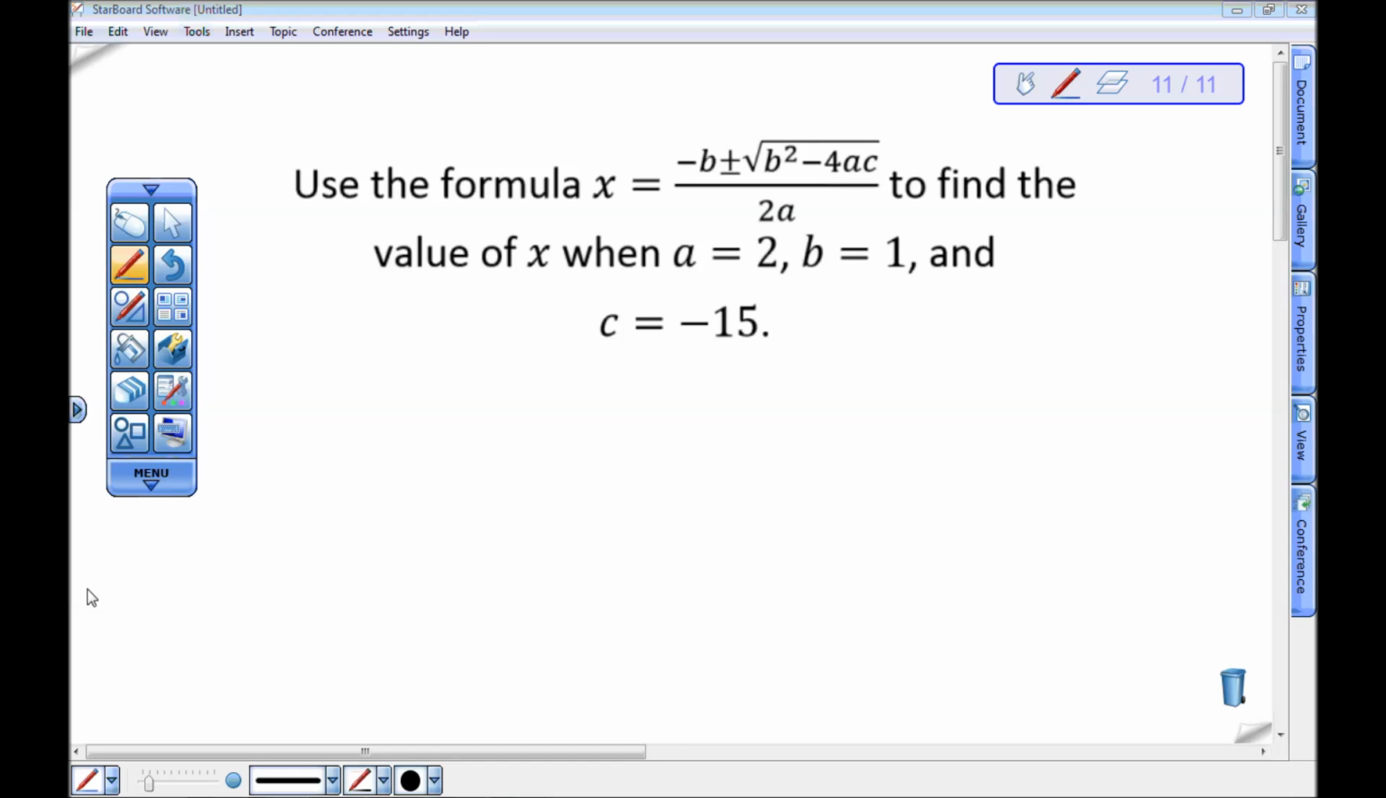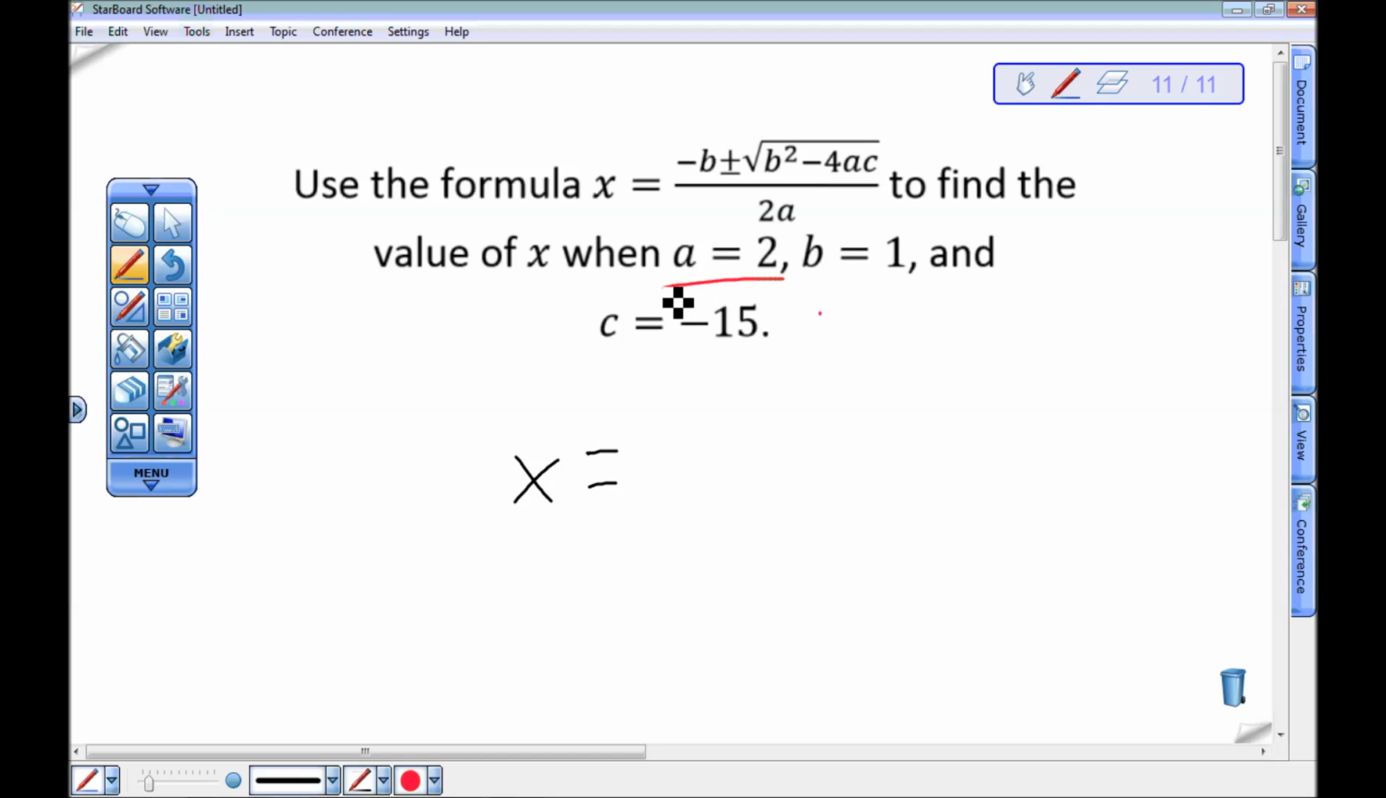Here's another formula problem. Use the formula x equals negative b plus or minus the square root of b squared minus 4ac all over 2a to find the value of x when a equals 2, b equals 1, and c equals negative 15. Now, it's a little bit of a complicated formula, but it's pretty straightforward what it wants me to do. I want to find out what x is when I know these values for a, b, and c.